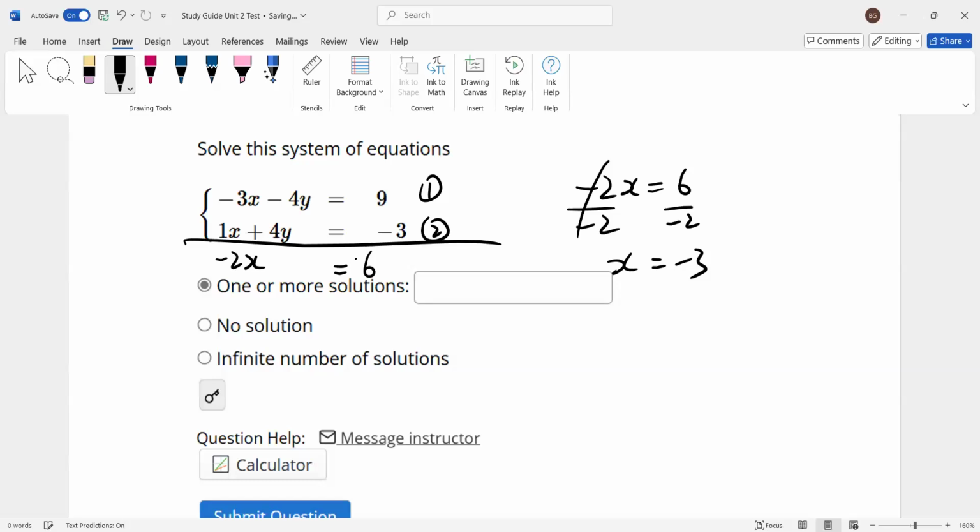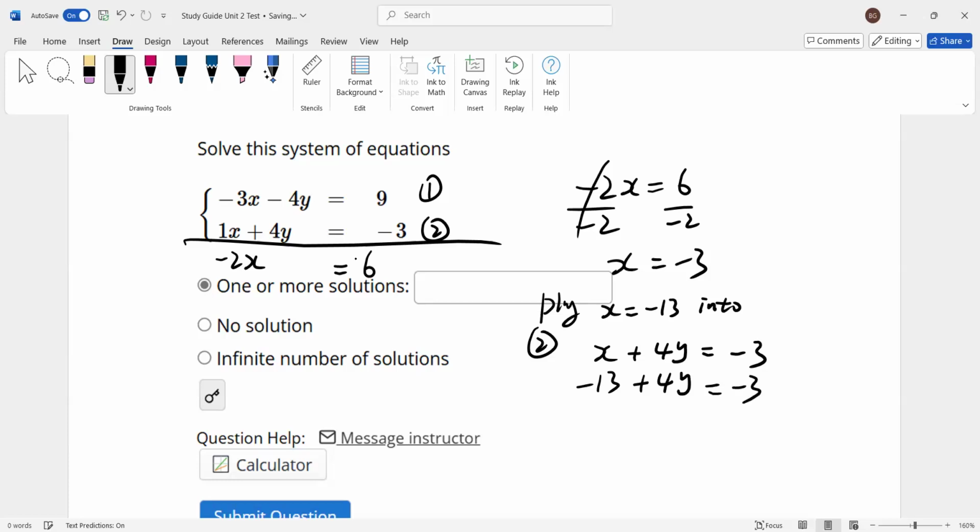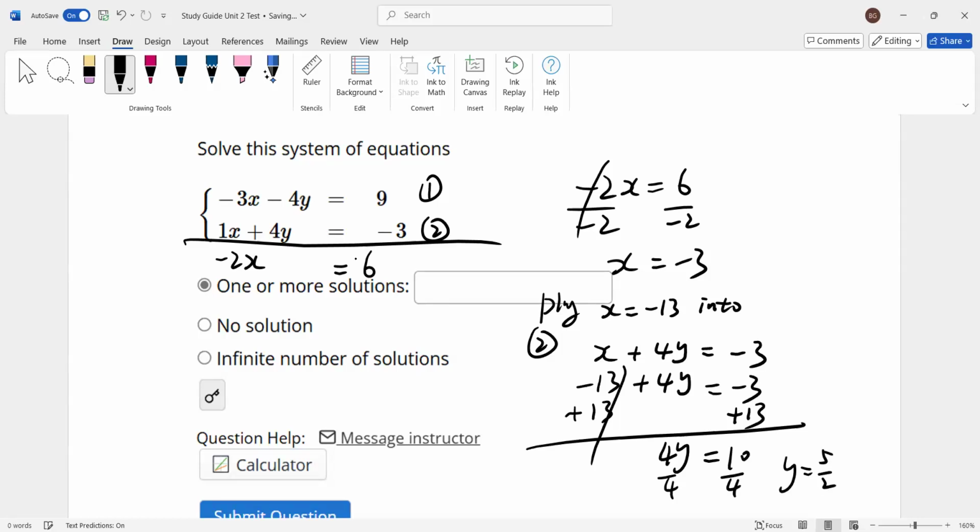Well, x equals -3, plug into which one is simpler? Equation 2 is simpler. It is x plus 4y equals -3. Then we're going to plug in the value of x, -13, plus 4y equals -3. Plus 13, 4y equals 10. Over 4, y equals 5/2. So when x equals -3, y equals 5/2. And that's the solution.